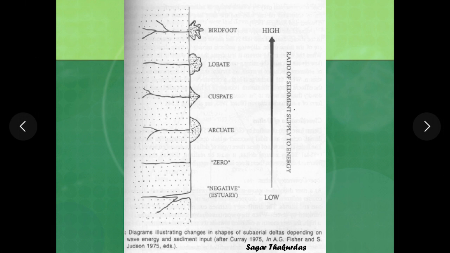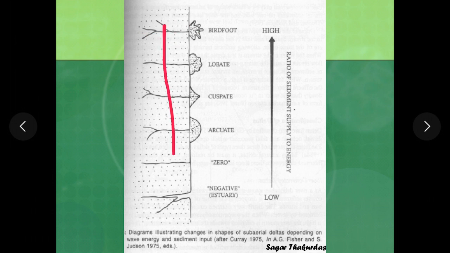Now here you can see the first point that we have seen under the variables involved in delta deposition, that is rate of sedimentation, and how it affects the delta morphology. So this arrow here indicates the ratio of sediment supply to energy. When the sediment supply is more and the energy of the ocean or marine conditions is less, a bird foot delta is formed.